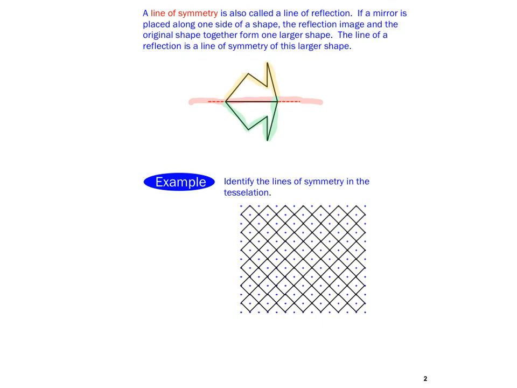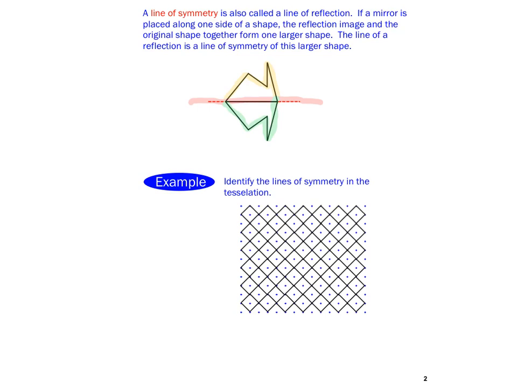You can use a line of reflection to draw an additional piece, like we could do with the yellow and the green highlighted parts. And then together, when you have the yellow and the green that make together a bigger object, that same red line is now a line of symmetry through that object.